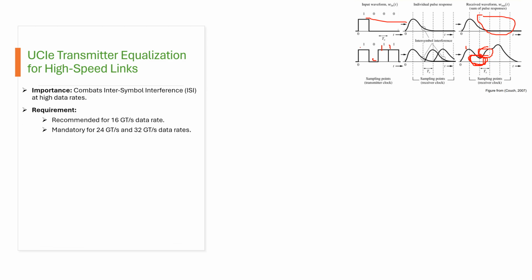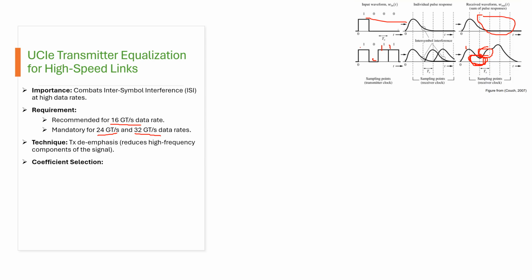Coming back, the requirement, right? So what is the requirement? The UCIe specification recommends the equalization for 16 giga transfers per second data rate, whereas it mandates the equalization for 24 and 32 giga transfers per second data rates. And what is the technique? Definitely transmitter de-emphasis. It reduces high frequency components of the signal.